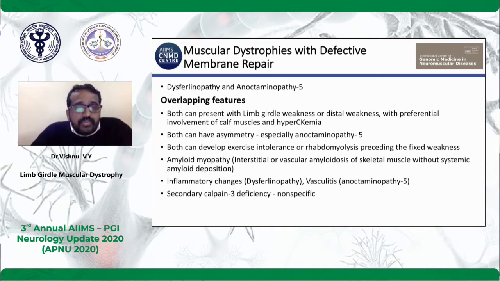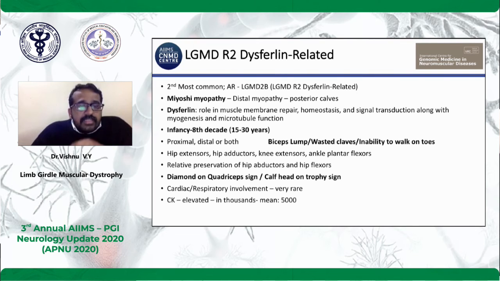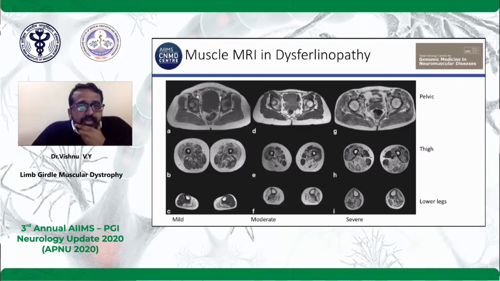Both muscle biopsies can have amyloid depositions. The inflammatory changes in dysferlinopathy and a vasculitic-like presentation can be seen in anoctaminopathy. So we will not go through all the named signs. If you learn, we'll see some of this in the quiz tomorrow, but I'm not going into that.